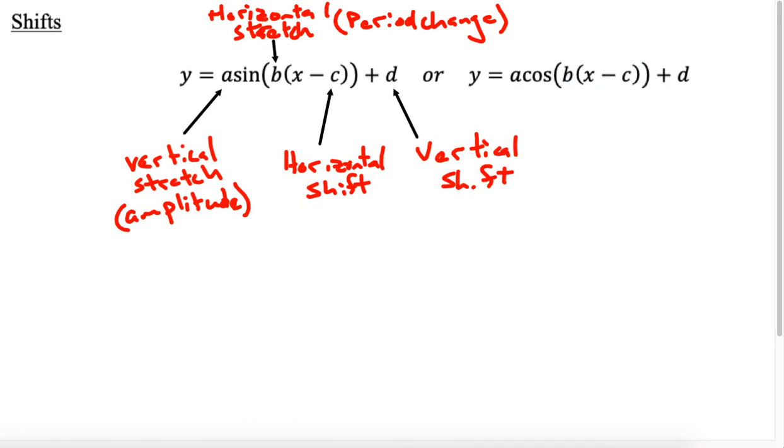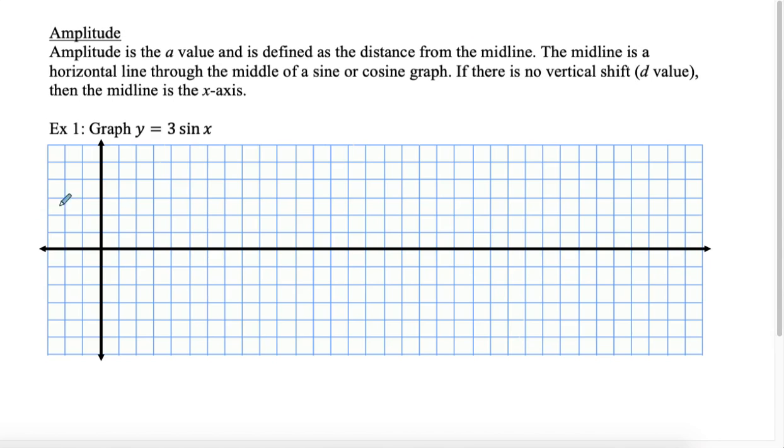So let's start with what if we have an a value. I mentioned that was called an amplitude, and it's defined as the distance from the midline to the minimum or the maximum value. The midline is a horizontal line through the middle of a sine or cosine graph. If there is no vertical shift, if there is no d value, the midline is just the x-axis. We'll look at examples in a second where the midline is shifted, where there is a d value. But first, let's go through an example that just has an amplitude.